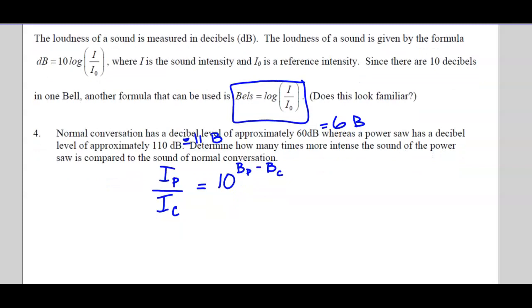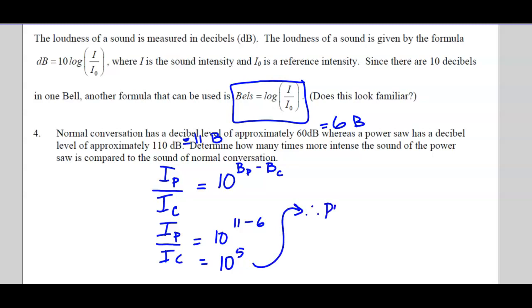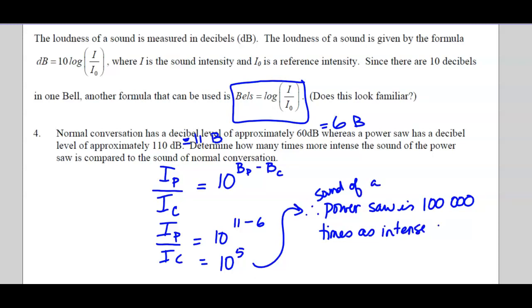Okay, so now we can actually find how much more intense. So that's going to be 11 minus 6. This, you don't need a calculator. So the power saw is 100,000 times the sound of the conversation. I think a power saw is way more intense than a normal conversation in general. Yeah, it's 100,000 times as intense.